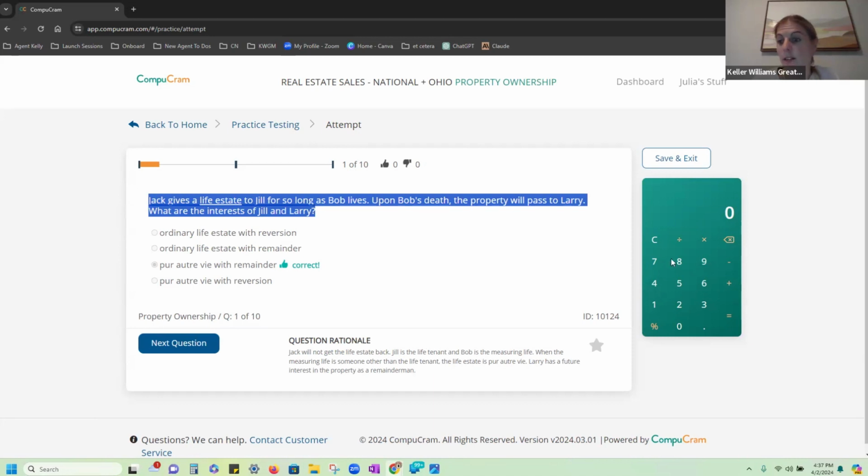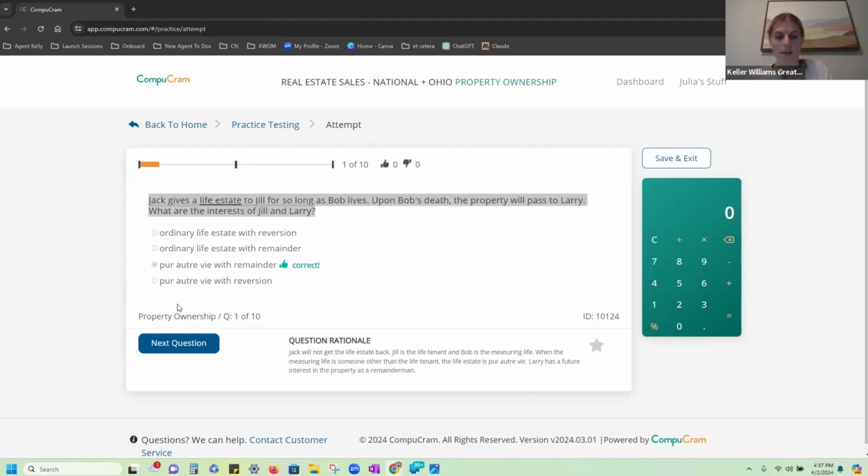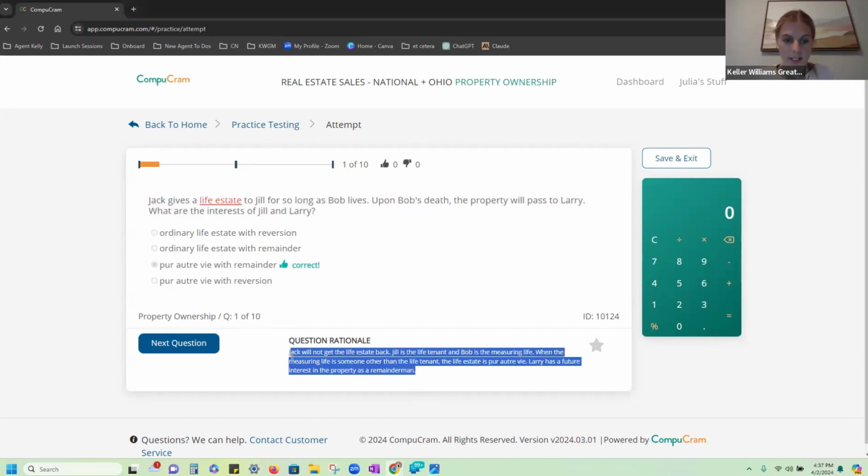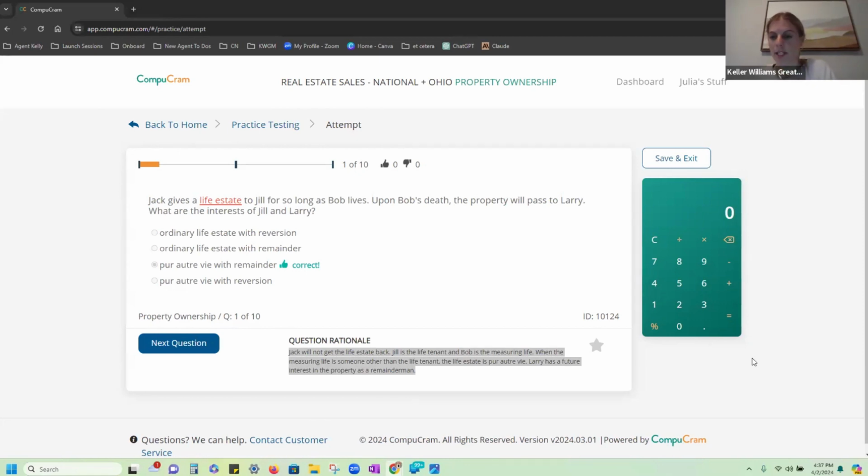Right. Definitely a few questions on this will be on the test. So knowing remainderman, life estate, what pur autre vie means, reversion means will be super helpful.